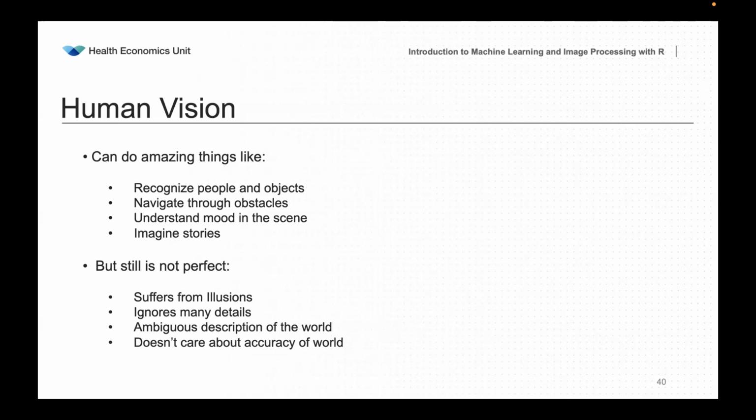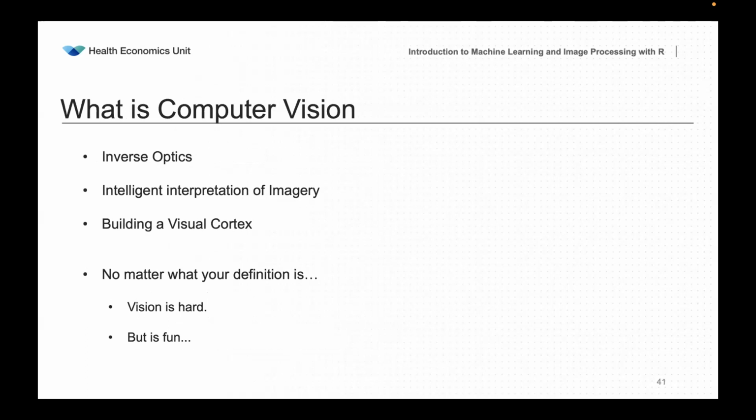So what is computer vision in simple terms? People have different definitions. Some say it is inverse optics, some say it is the intelligent interpretation of images, and some say it is building a visual cortex. No matter what your definition is, computer vision is really hard, but believe me, it is really fun at the same time.